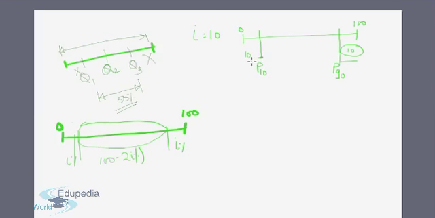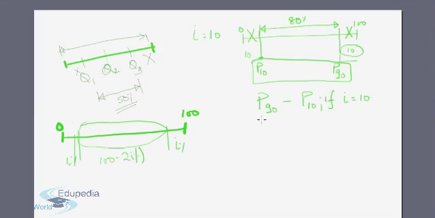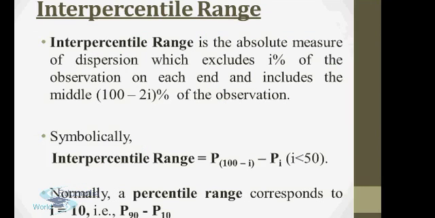So exactly, we will take 80% of the distribution, eliminating 10% from here and 10% from here. We are left with 80% of the data, which we will be using to find our interpercentile range, further developing into percentile deviation. Okay, clear? So it is symbolically P90 minus P10 if i is equal to 10. Yeah, hope that makes things clear.